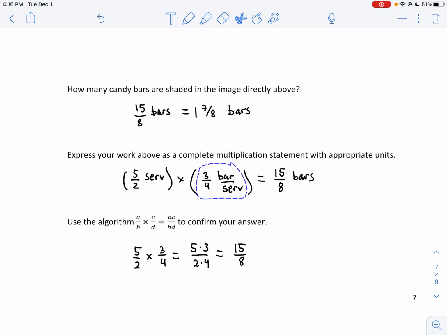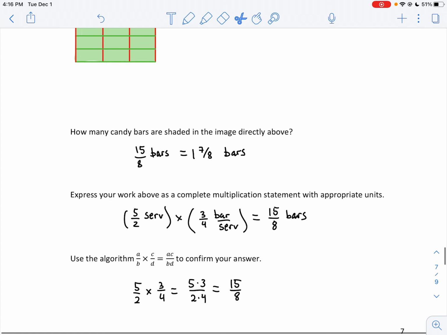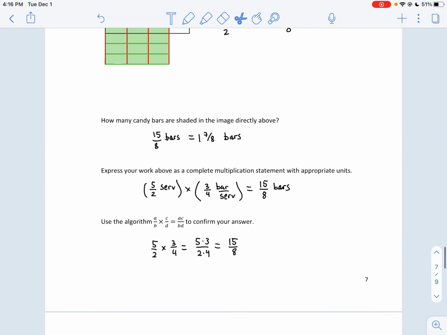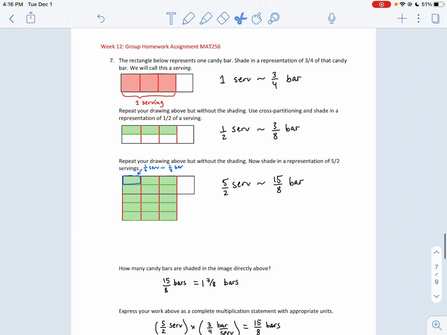So the work above, we had 3/4 bars per serving, so that's the multiplicand. We wanted ultimately to be shaded in 5/2 servings. When you multiply the number of servings by the number of bars per serving, it will give you the number of bars. So the multiplicative structure here is 5/2 servings times 3/4 bars per serving equals 15/8 bars. That is confirmed by the algorithm: 5 times 3 is 15, and 2 times 4 is 8. So we just confirmed this 15/8.